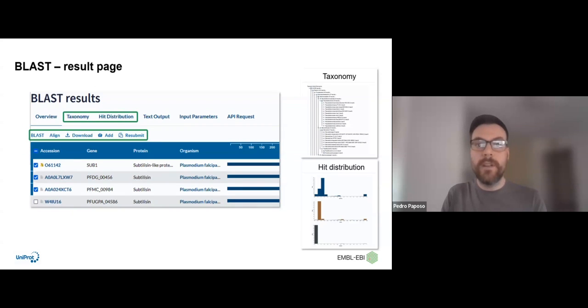So on the top bar, you can select different tabs to get more information on the taxonomy distribution and the distribution of the score, identity, and E-values as well. Also, you can use the results outputted here as inputs for a new BLAST or a new alignment.